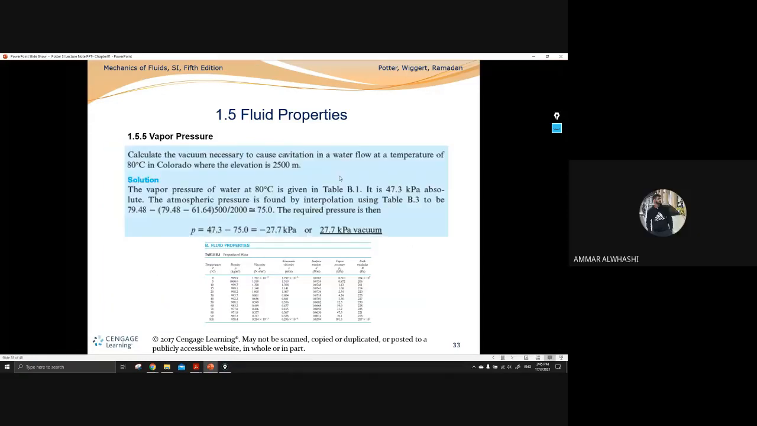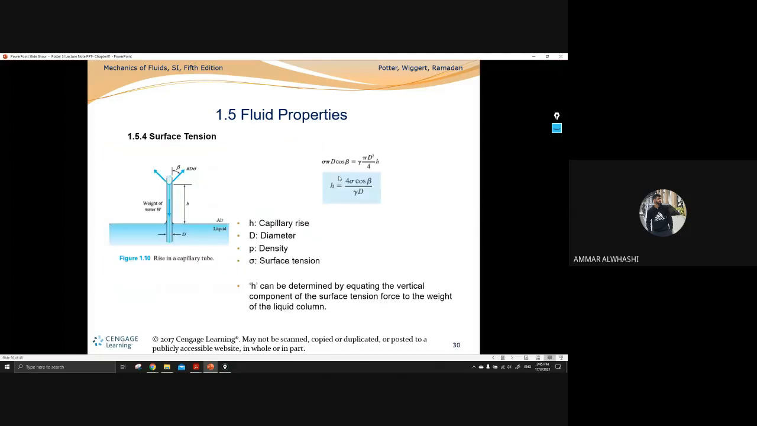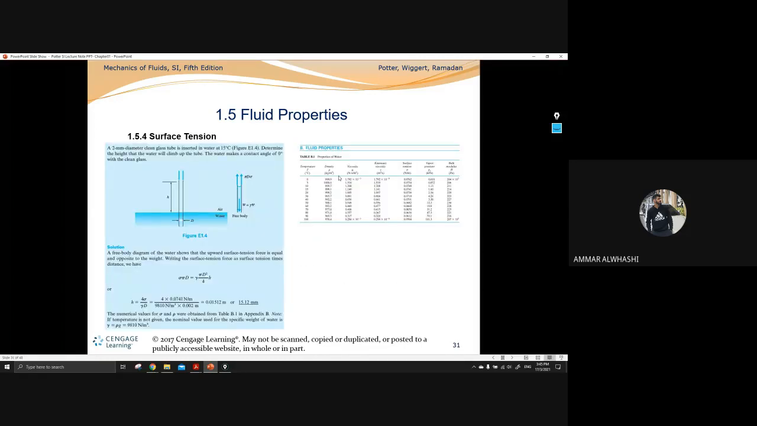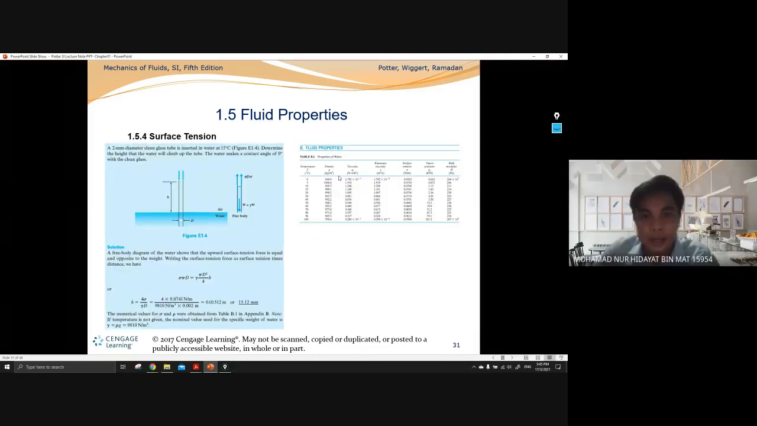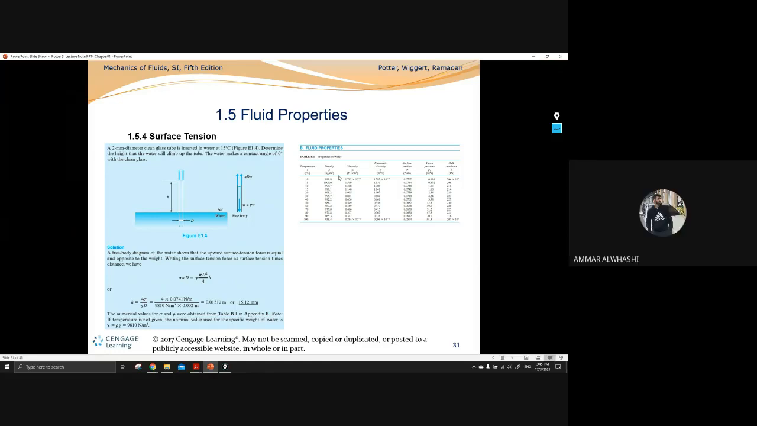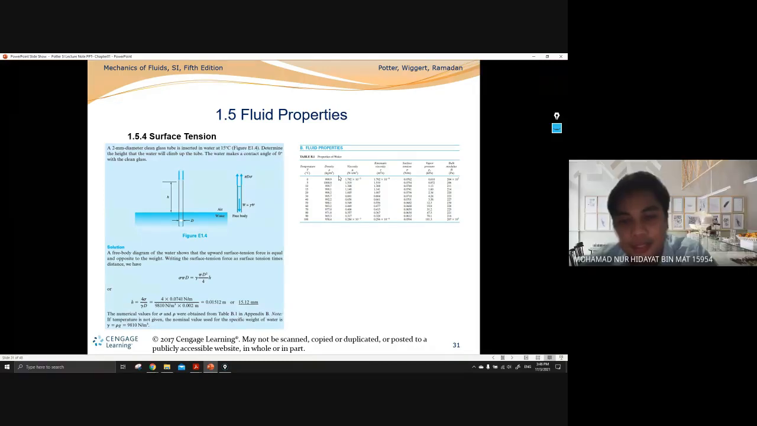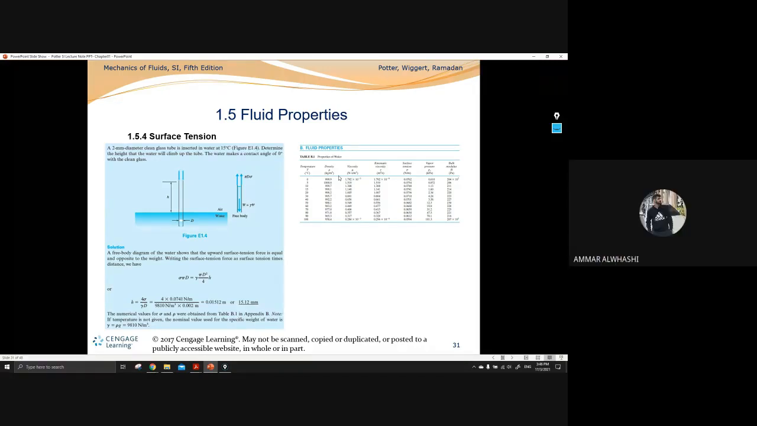The fluid properties table will be given in the test. I mean in this form, not specifically the values, but like this one on the screen. Something like this, definitely will be given to you.